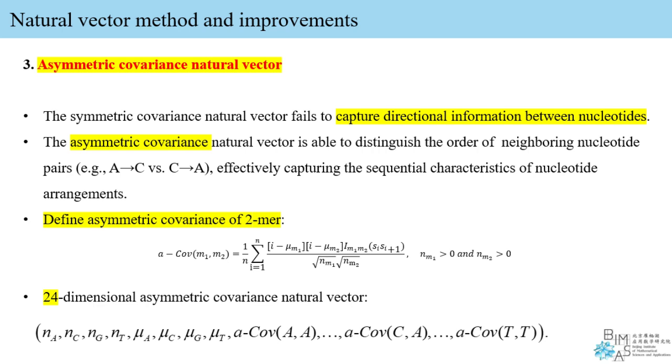But the second moment, the calculation will use this formula, and the value will be different from the original one. But anyway, for the tumor, if we only consider two-character combinations, that will be 24 dimensions. Another advantage is this one, as I said, it's directional. And another one is that the asymmetric can be extended to a very high order, like 3-mer, 4-mer, 5-mer, until whichever order you want.